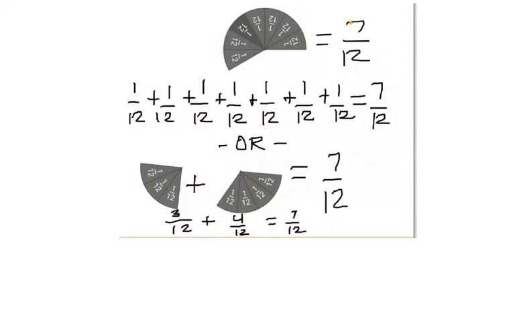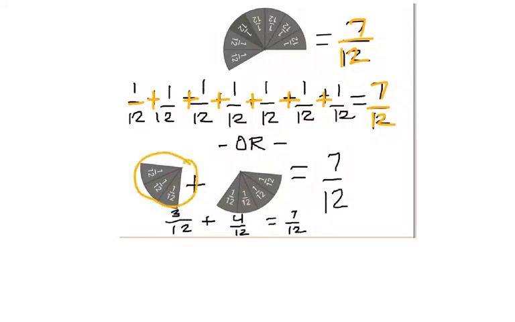If I look at 7/12, I can break that down into unit fractions by adding 1/12 plus 1/12 plus 1/12 plus 1/12 plus 1/12 plus 1/12 plus 1/12, which would give me 7/12. I also could decompose it a little bit differently.